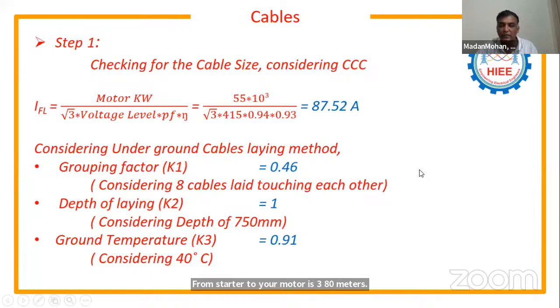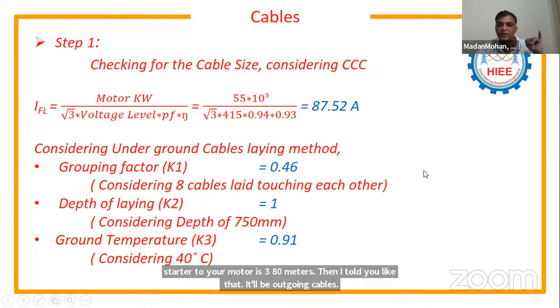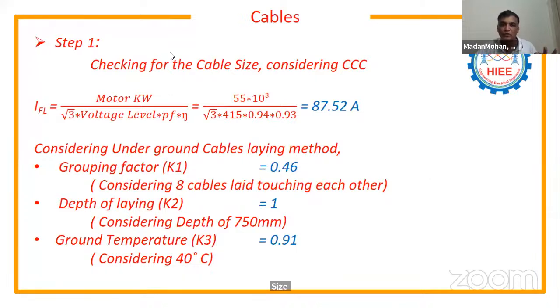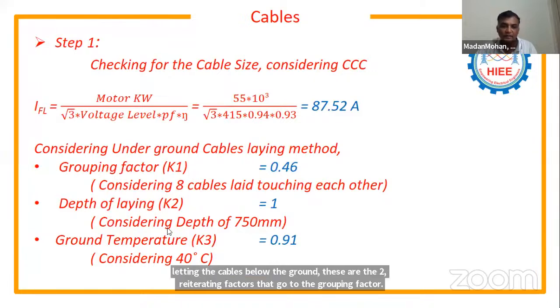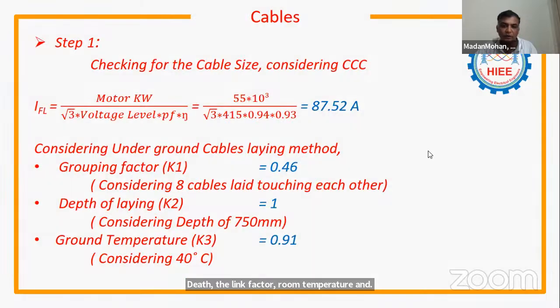Then, I told you that LV outgoing cable size is decided based on current carrying capacity and voltage drop, isn't it? So your full load current for the 55 kilowatt motor will be 87.52 amps. And as we are laying the cables below the ground, these are the derating factors: grouping factor, depth of laying factor, ground temperature, and so on.